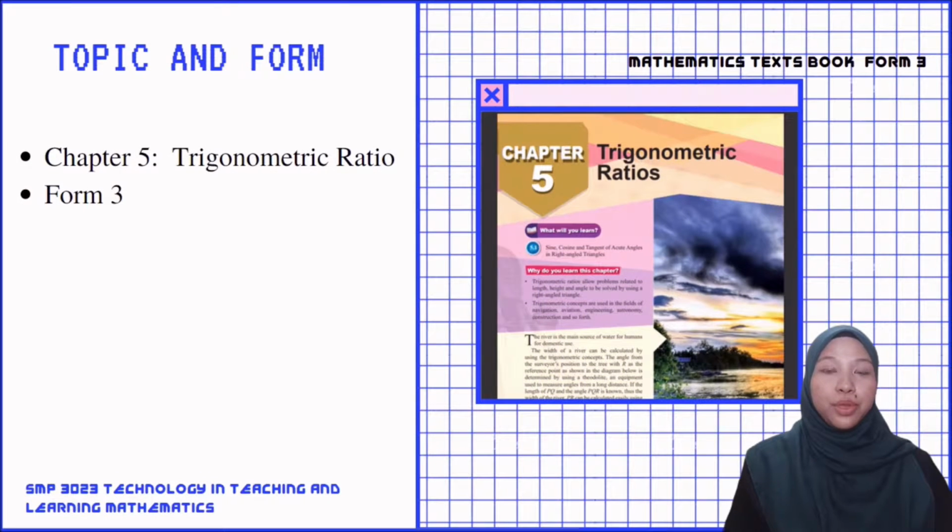We choose the topic 5, trigonometric ratio, form 3. This is because this is extremely useful and can be applied in our daily life.